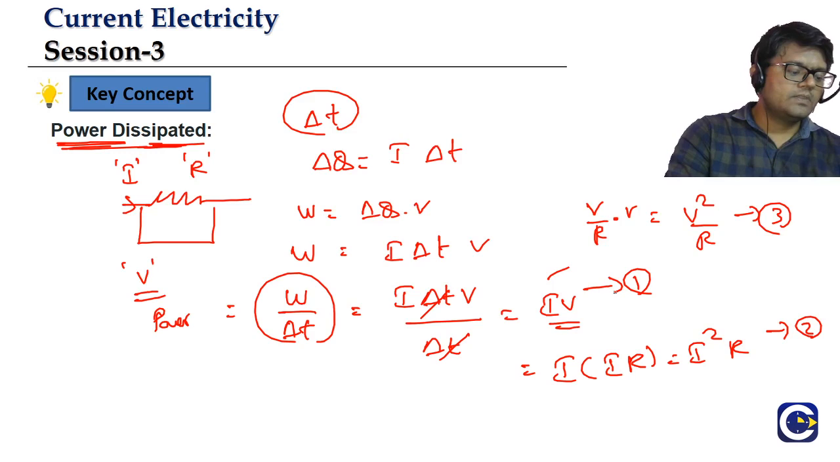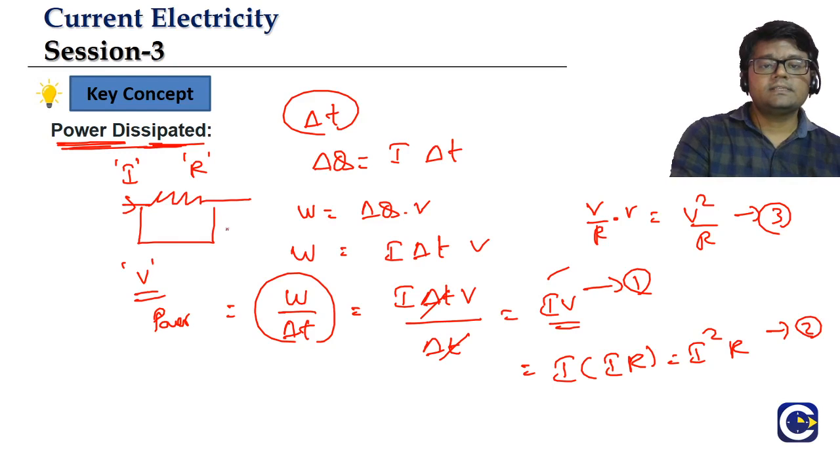So we'll use whichever formula is required based upon the parameters given to us. Clear guys? So this is the idea of power dissipated across the resistor. The power dissipation across a capacitor and other components will have a different calculation. So for now we'll begin with just the resistor circuits.